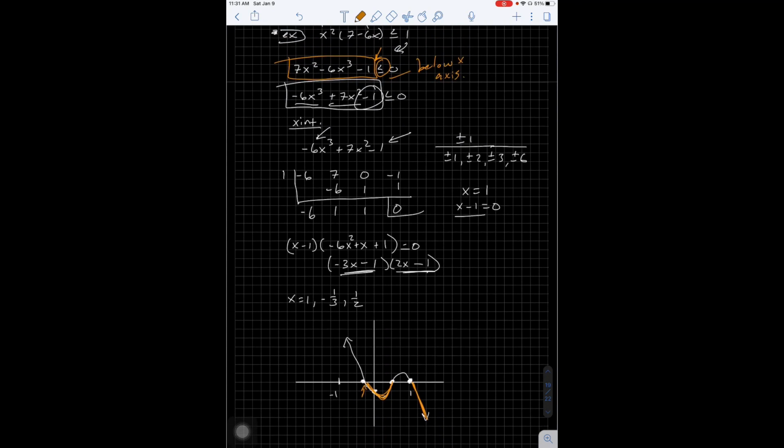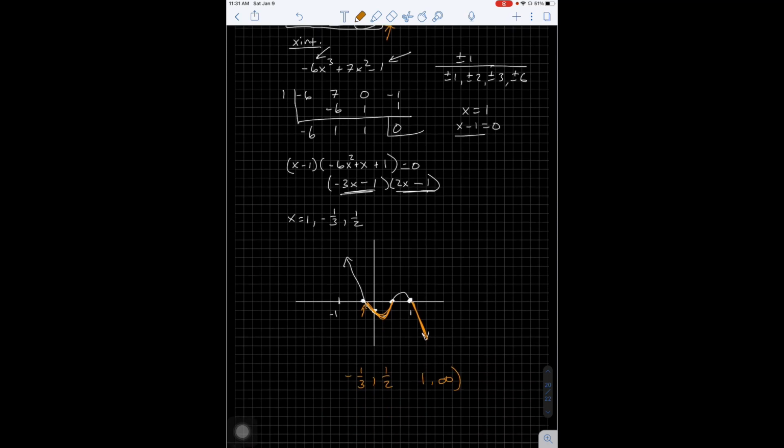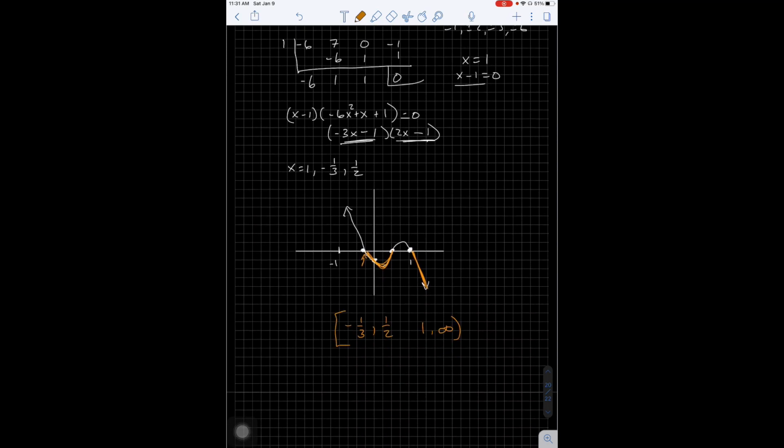Now let's go up here. This is less than or equal to, so it's potentially every place where I have an x-intercept that gets a square bracket. Well, all of these are x-intercepts. So these are all going to get square brackets. And that is going to be my solution.